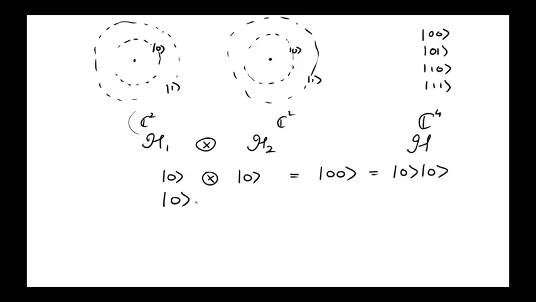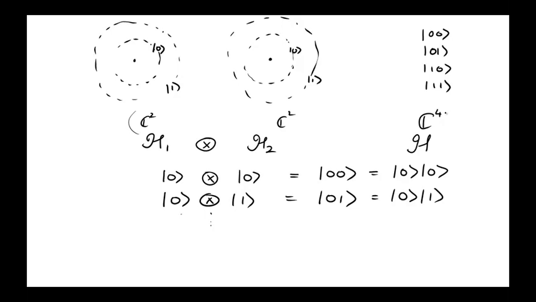Similarly, if you take the tensor product of these two, we can also abuse notation and write it like this or like that, and so on for each of the four cases. Okay, so this is how we glued these two Hilbert spaces together and got a new Hilbert space, a new complex vector space, which is now four-dimensional.